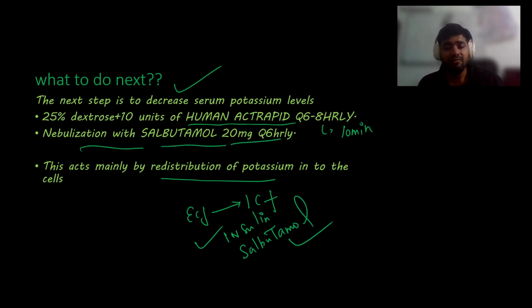And also we can give nebulization with salbutamol. Usually for COPD, for bronchial asthma, for giving salbutamol, the dose is 5 mg. But for correcting potassium, we have to give a higher dose of 20 mg, which should be given in a frequency of Q6 hourly.